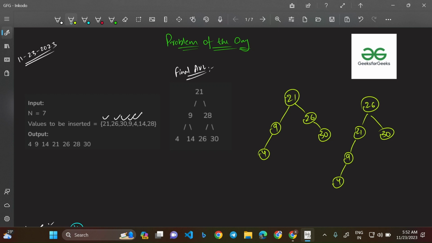Okay, so is this a valid tree now? Yes. 21's right is 26, fine. 26 right is 30, fine. 21 left right is 9, fine. 9 left is 4. Everything is balanced now, right? There is no objection as of now. So we can even remove this. So we have made the tree balanced till this particular point.